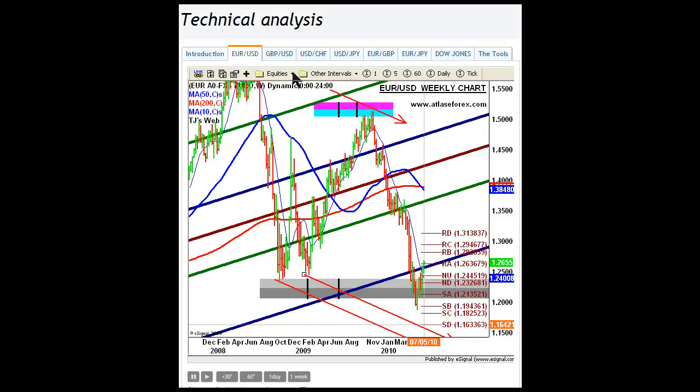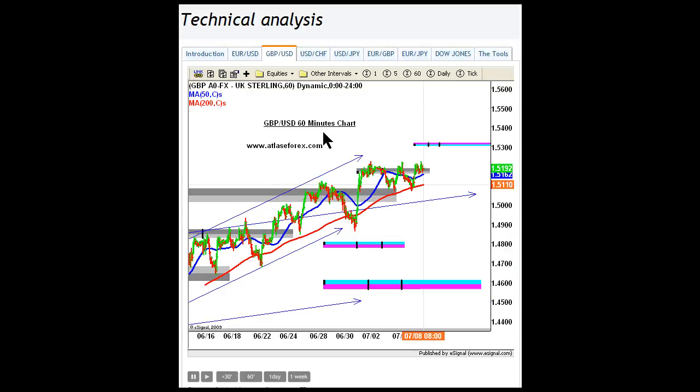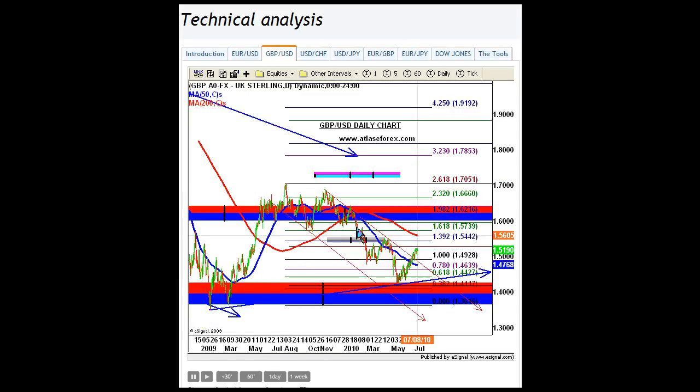Next pair, GBP USD. GBP USD 30-minute chart. As we said also yesterday, the ascending channel is guiding, and here we have the 50 and 200 moving average supporting the parity. On the 60-minute chart of the same pair, we can see 153 is the next target. The channels still maintained. Daily chart, we went away from the descending channel, we're moving upwards.